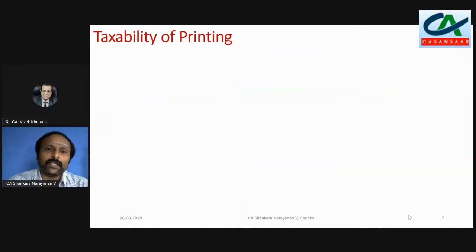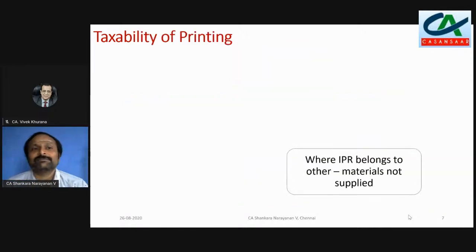Now we have a unique discussion on one industry, the printing industry, and printing industry related taxability under whether it is goods or a service and how it impacts the job work discussion.